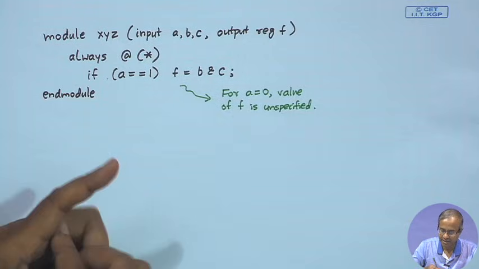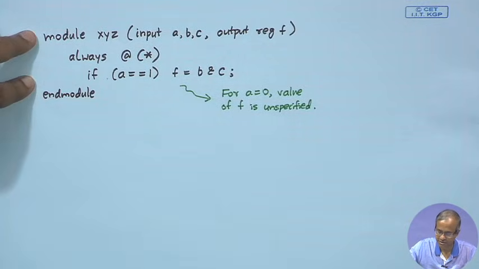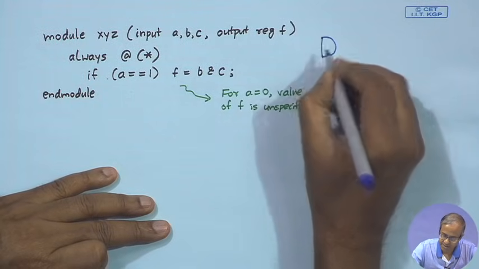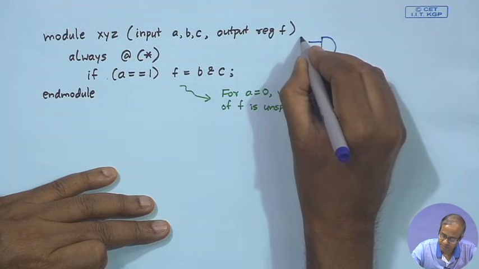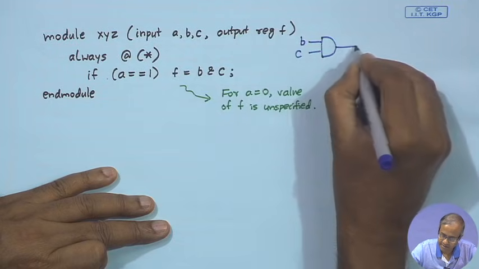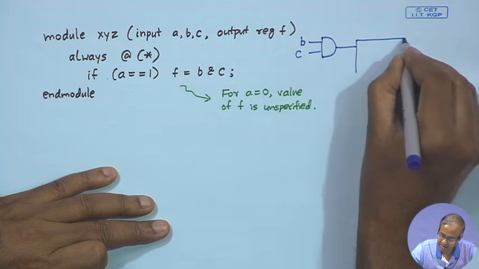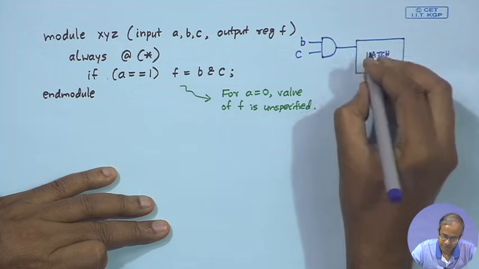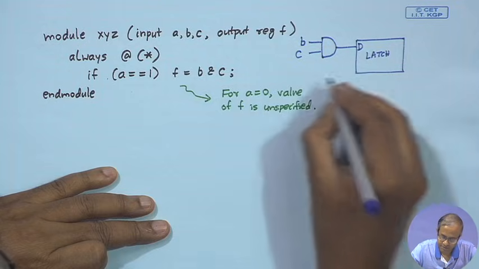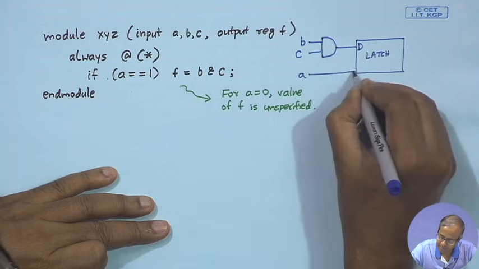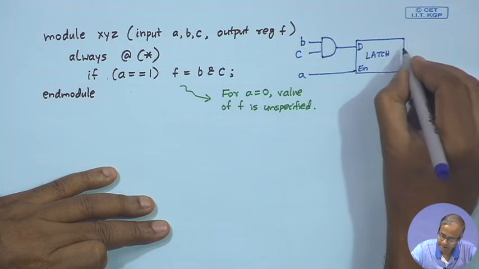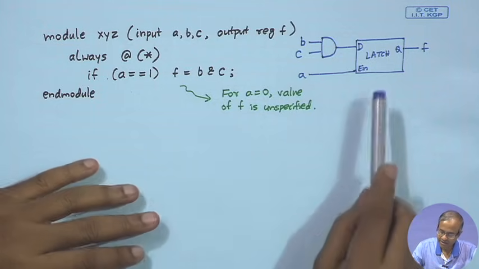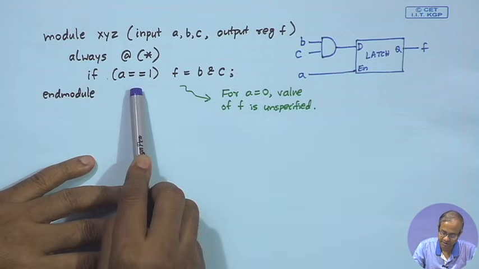So, what will happen for that? If you give this description to a synthesis tool, possibly your synthesis tool will be generating a circuit like this. It will be generating an AND gate whose inputs will be B and C, then it will be generating a latch where this will go to the D input and the input A will go to the enable input and the output Q will be your F. You see, this exactly models the behavior that you have given.